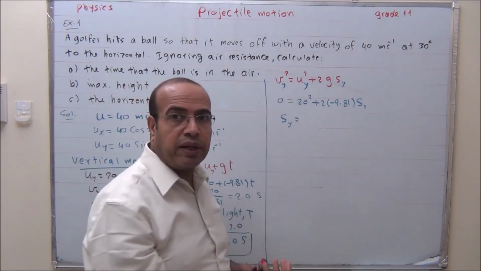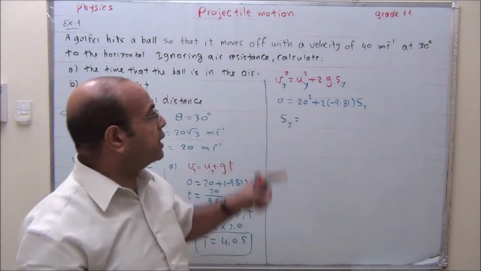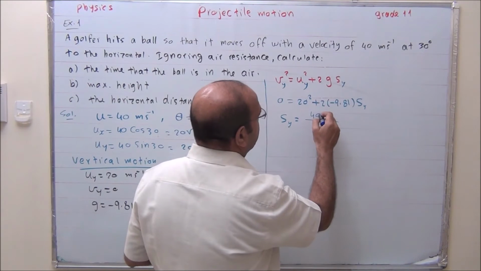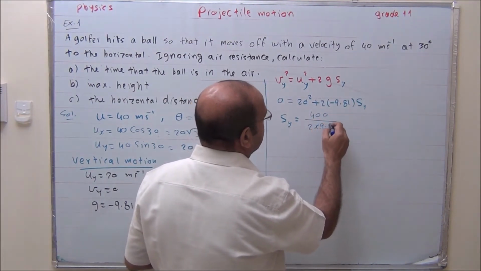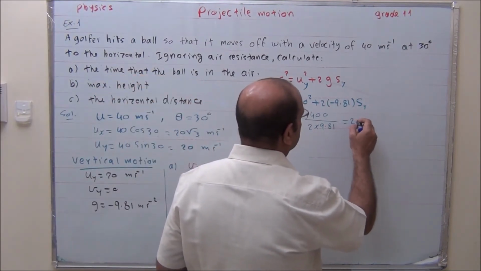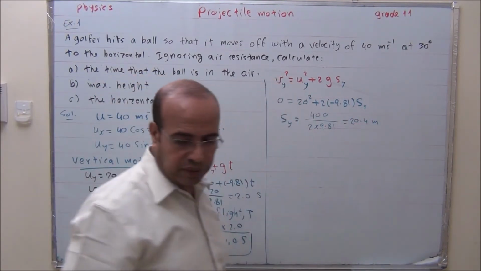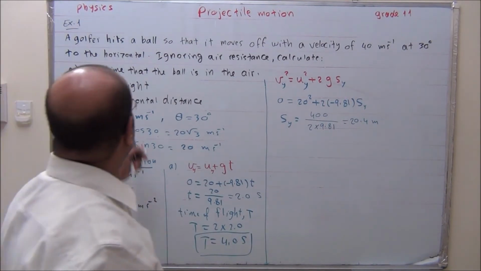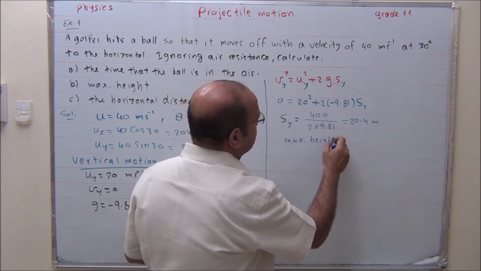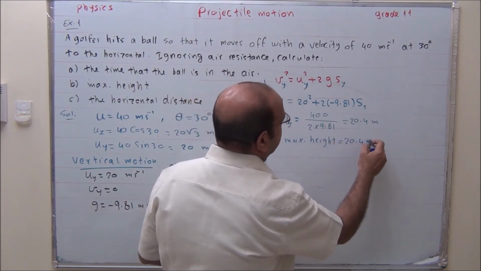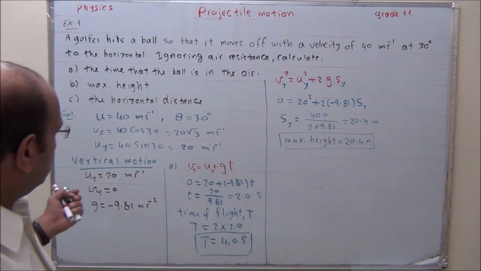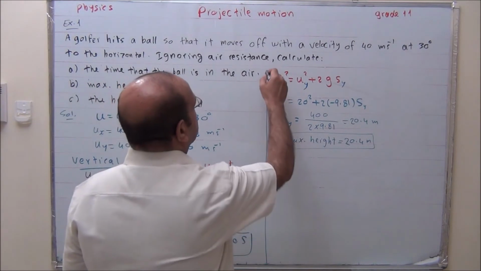20 squared, it's 400. To the other side, it becomes negative. Cancel negative with negative. So Sy becomes 400 over 2 times 9.81. The answer is 20.4 meter. So this is the maximum height. The maximum height equals 20.4 meter. So we solved part A and part B.